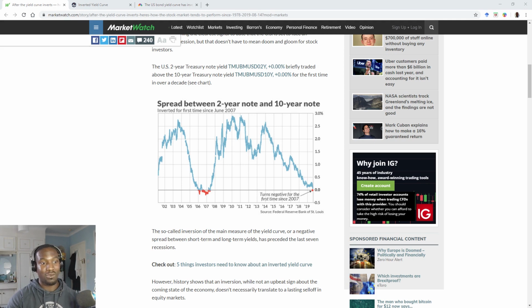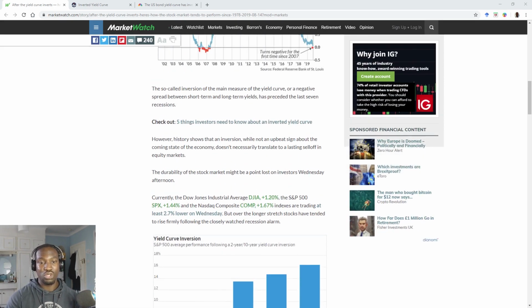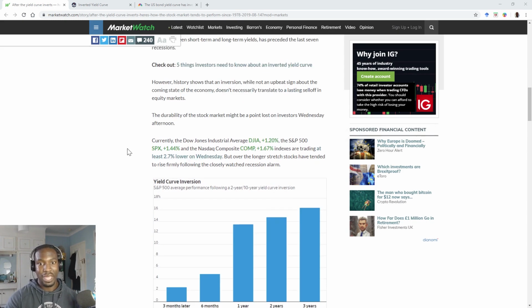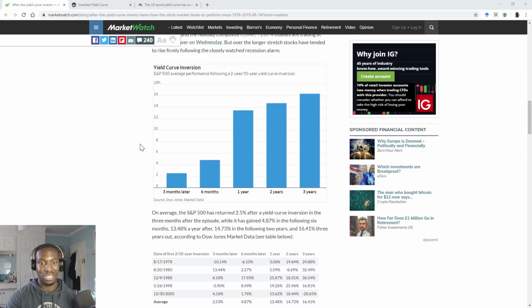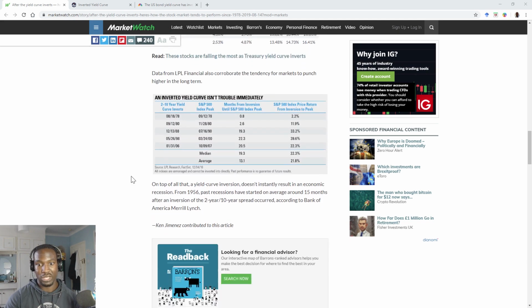Around, I think it was the 8th of August 2019. So this happened again. Now, this article just talks about what an inverted yield curve is and how it's a precursor to a recession, kind of what I just said just now. So this kind of gives you the date of the last couple of inverted yield curves and when the recessions hit.